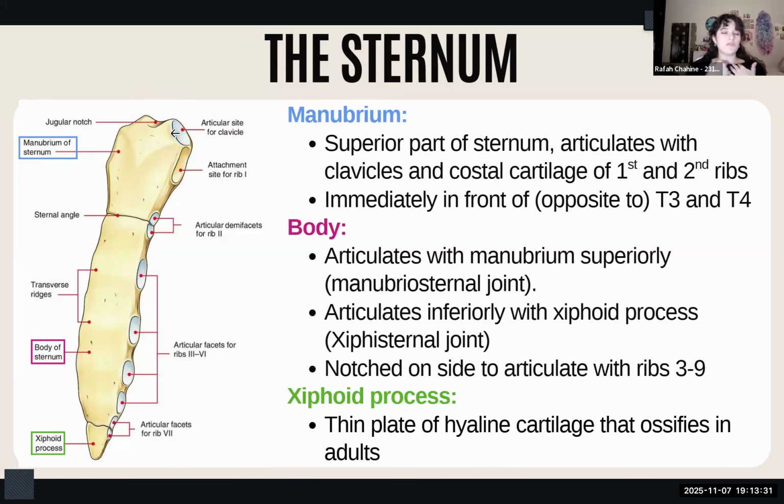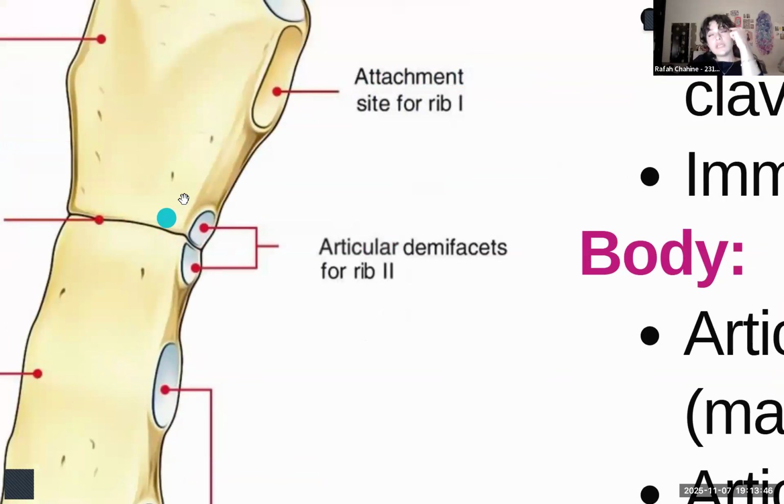Remember your collarbone? If I were to touch the jugular notch right now and I go to the right or to the left, the first thing that I'm going to feel is my collarbone, right? Because that's literally where it attaches, as you can see right here. There's also a full attachment site for rib number one. And now, okay, here's what I want you to keep in mind, okay? We have a demifacet for rib number two. Now, you're probably wondering, what in the world is a demifacet?